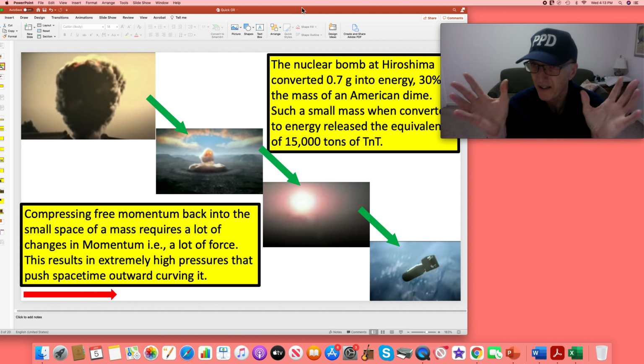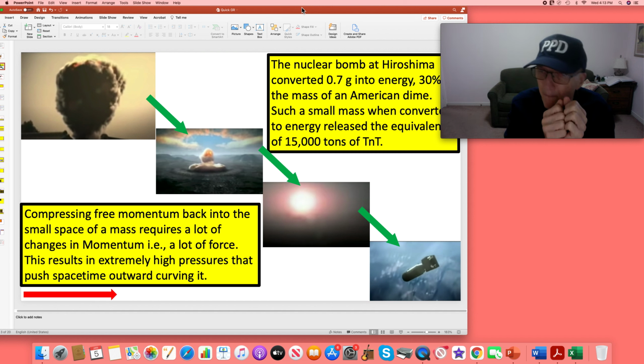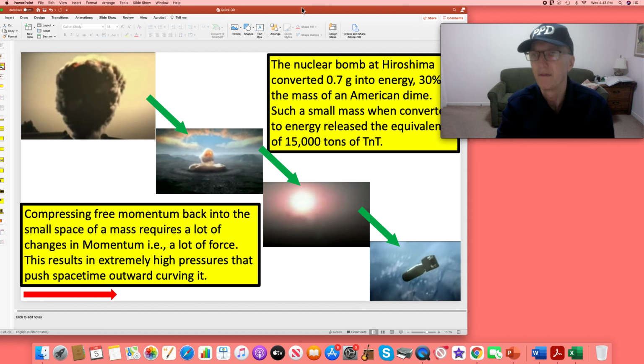You know what a ton is? It's 2,000 pounds. 15,000 of those blowing up all at once. A horrific explosion, and it's only 0.7 grams.